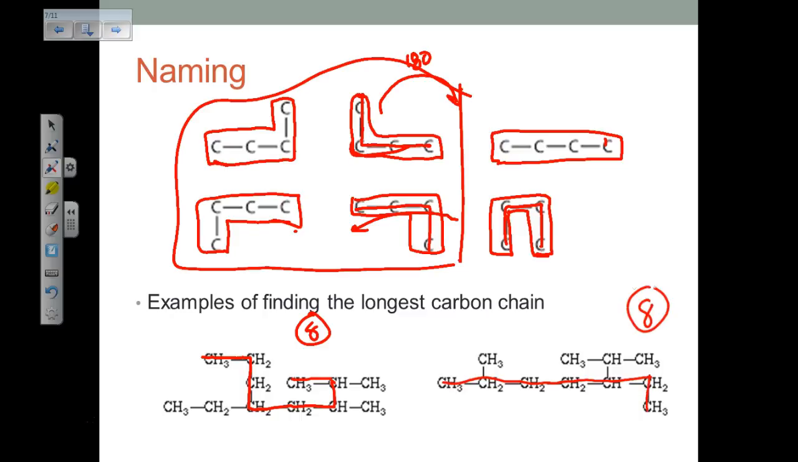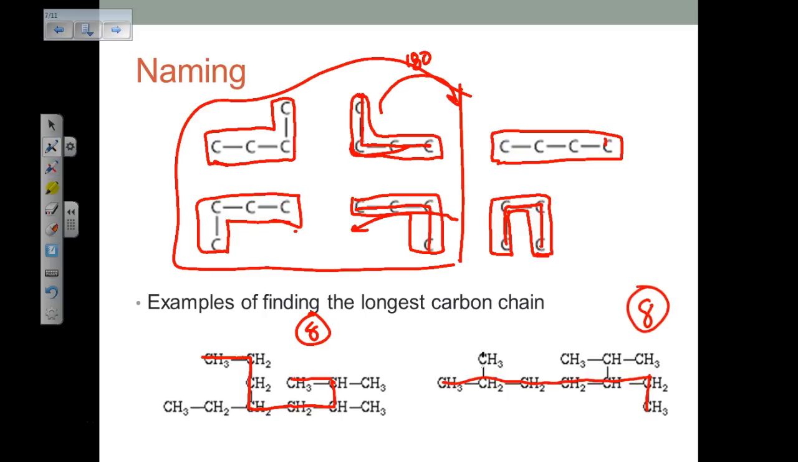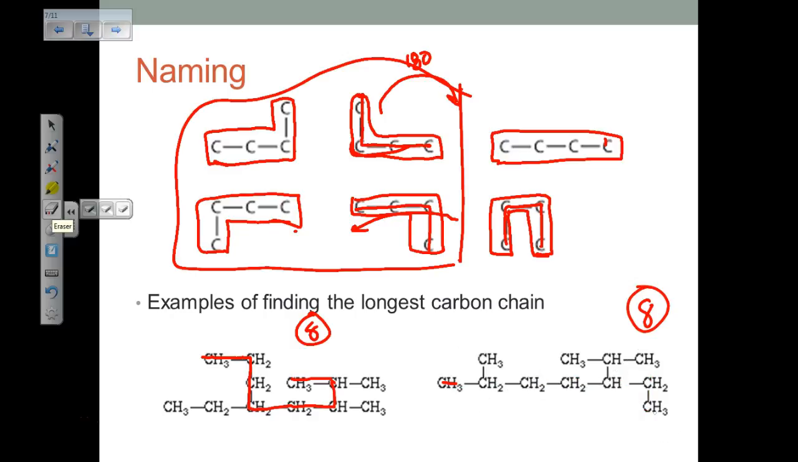Here's an 8 carbon chain. Okay, let me try different ones in black. Let's put it over here. Let's see. So let's go 1, 2. That seems the same there. 3, 4, 5, 6, 7. Nope. Okay, 1, 2, 3, 4, 5, 6, 7. Nope. How about 1, 2, 3, 4, 5? Nope. Okay, it looks like with this one, again, the longest carbon chain is going to be 8 carbons.